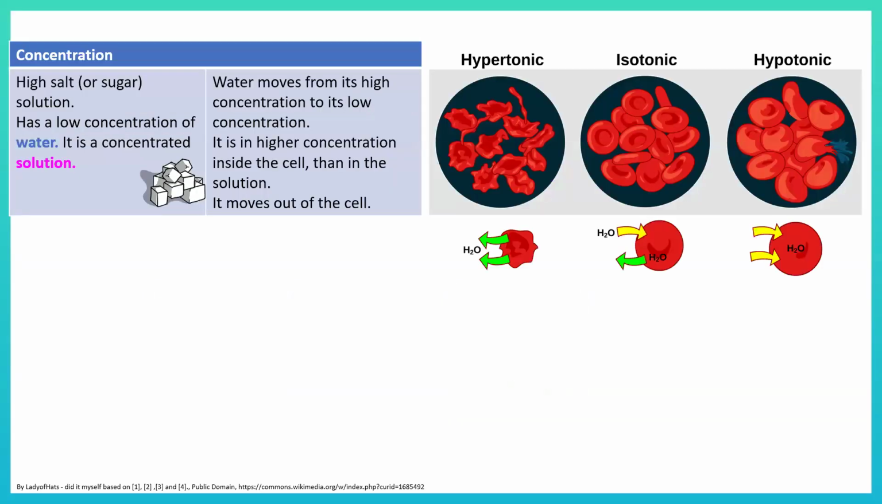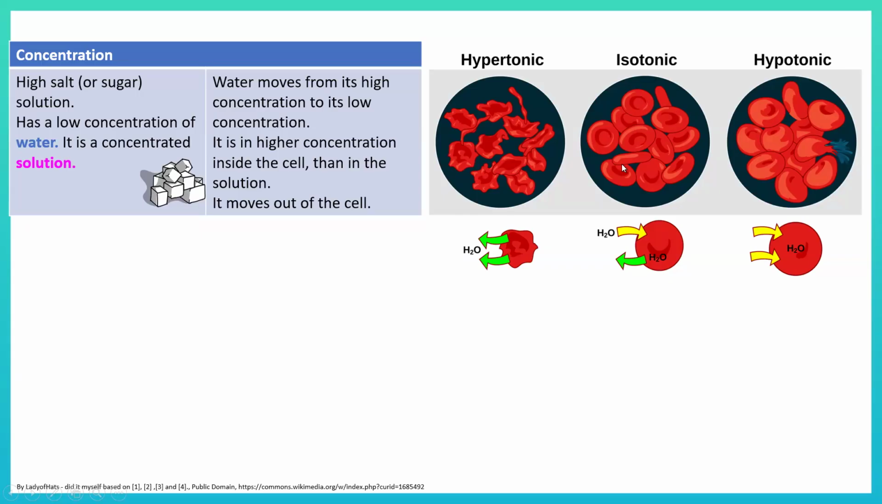Now, this can have certain effects on cells. Here you can see some blood cells. And what happens if we put blood cells in a solution? Don't worry too much about these terms, isotonic, hypertonic. But if we put blood cells in a solution where there's equal amounts of salts and water inside the cell and outside the cell, they just look normal.